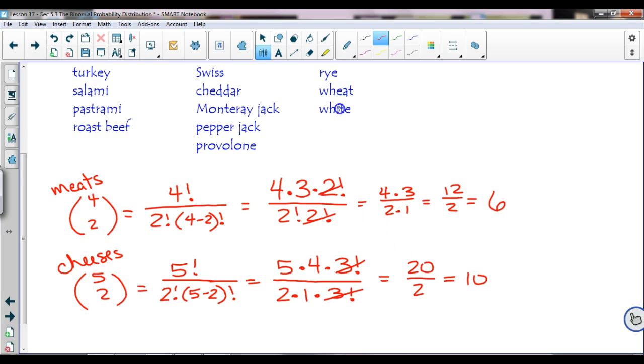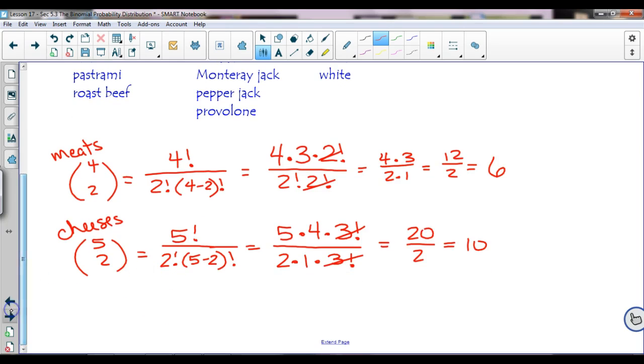Here's my question to you. How many breads are you picking? Just 1. So you have how many different options? 3. So what's the point in doing 3 choose 1? It's just going to be 3. Do you need to see that, or do you understand what I'm saying? If you have 3 breads and you're picking one of them, you're choosing one, then it's just 3 options.